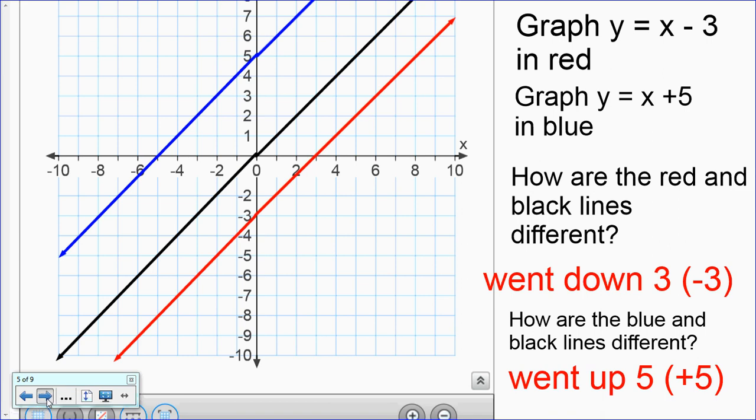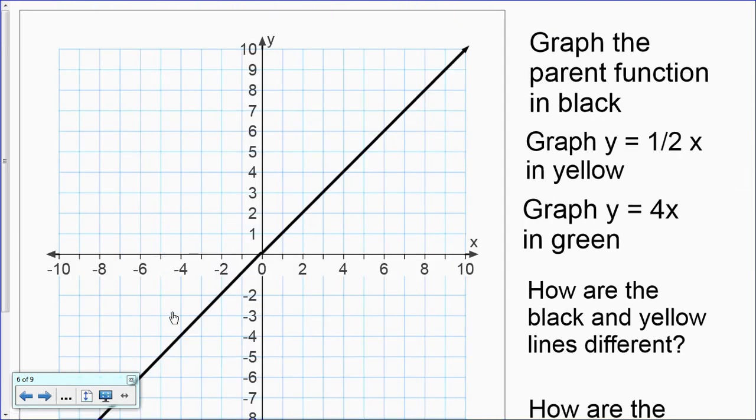But okay, I think now you guys have a new graph, so please redraw the parent function in black. Okay, if you need a minute, pause the video. But now we're going to go ahead and graph the y equals 1/2 x. So this is different from the parent function in that the slope is different. This number is smaller than 1. So when we graph the yellow line, I think it's right here, yep. If you look at it, look, it's not as steep, right?